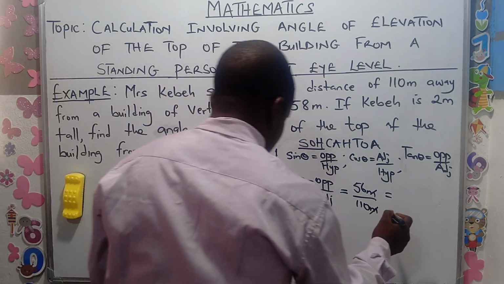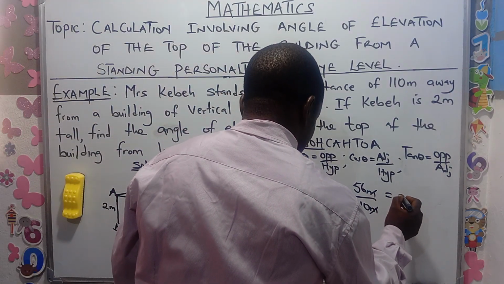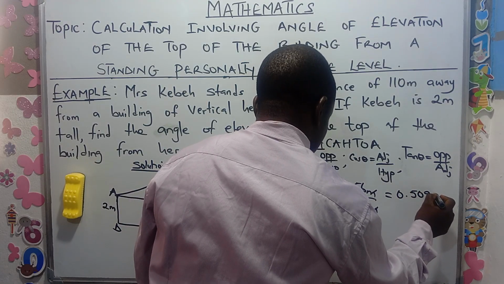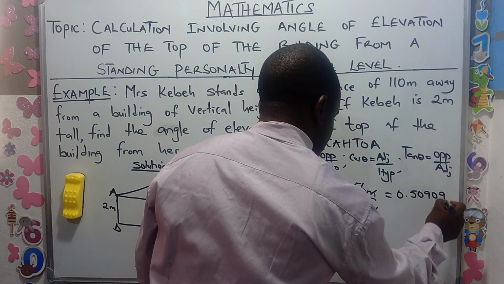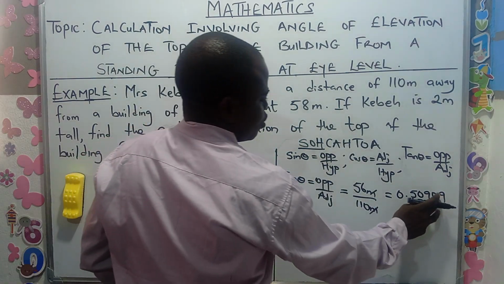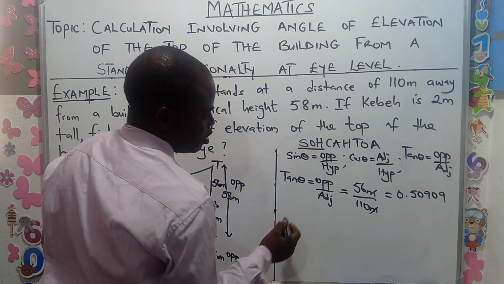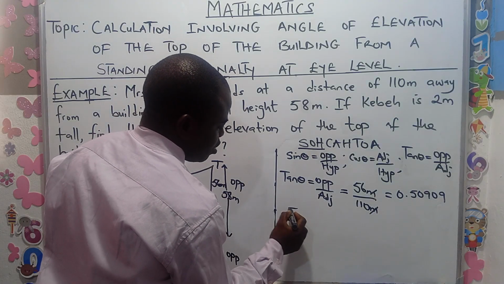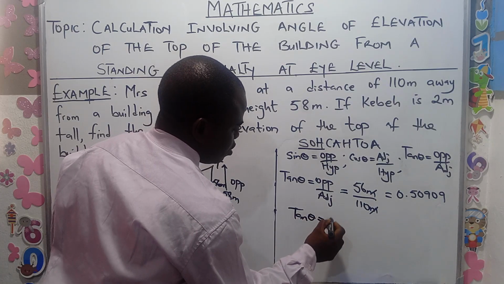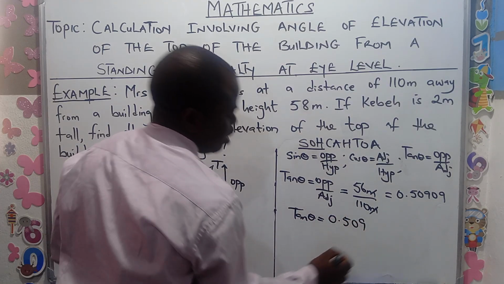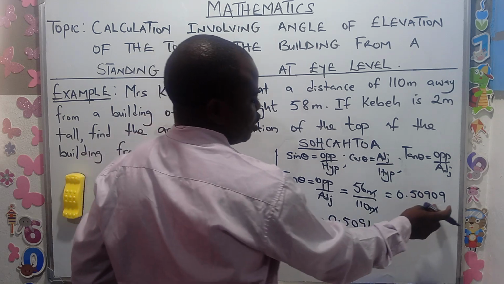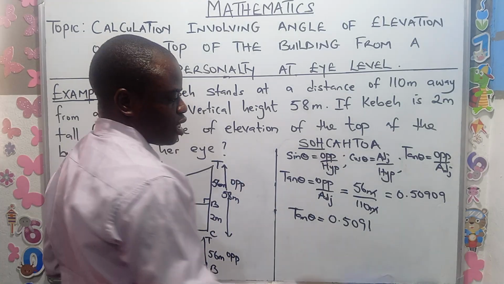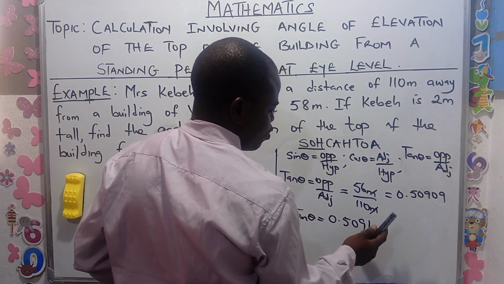56 divided by 110, we have 0.50909. But let's round it up to 4 decimal places, because in the four-figure table, we have 4 decimal places. Now we have tan theta equals 0.5091, because the number after the fourth decimal place is more than 4, so round it up: 0 plus 1 gives you 1.